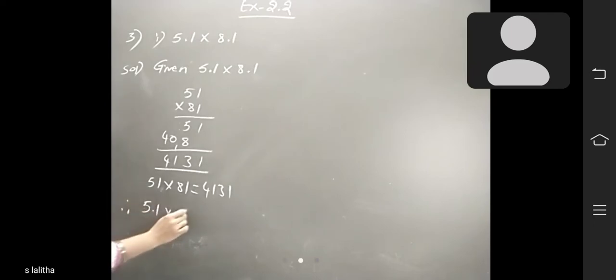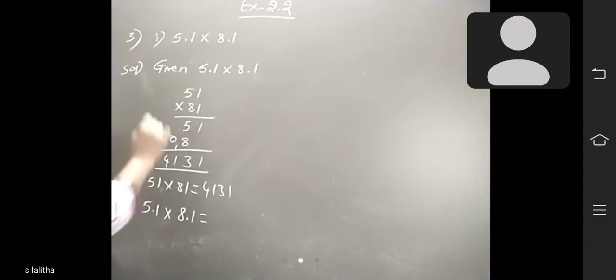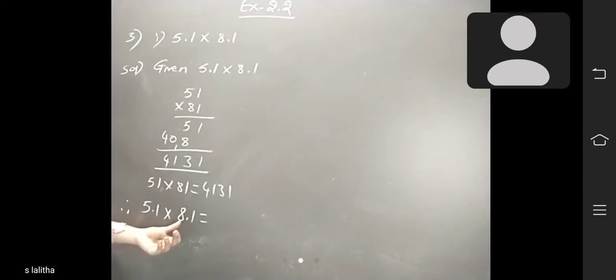5.1 into 8.1 is equal to... here both have decimal points. So the first number has the decimal point after how many digits? 1 digit. The second number, decimal point after how many digits? 1 digit. So 1 plus 1, how many digits total? 2 digits. Here 1 digit, here 1 digit, total 2 digits.